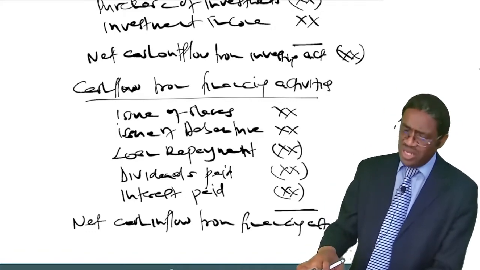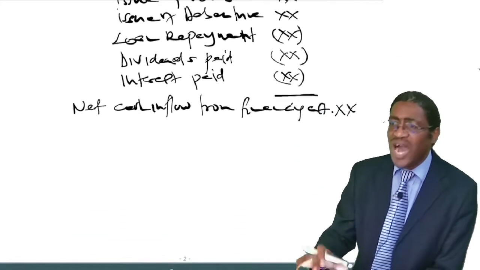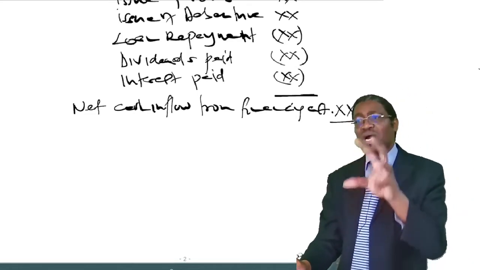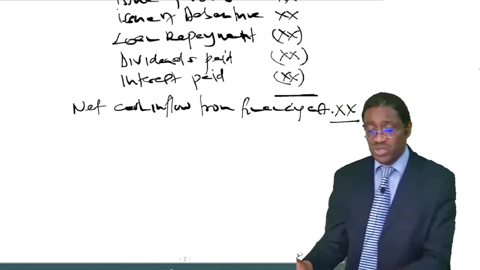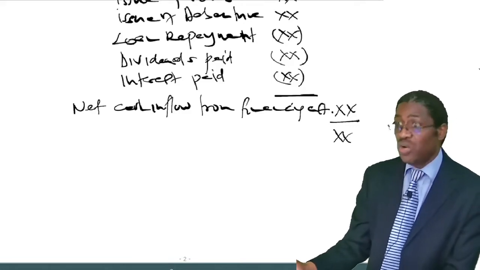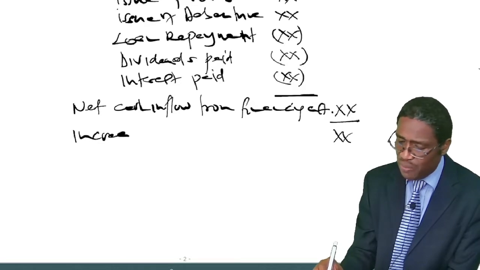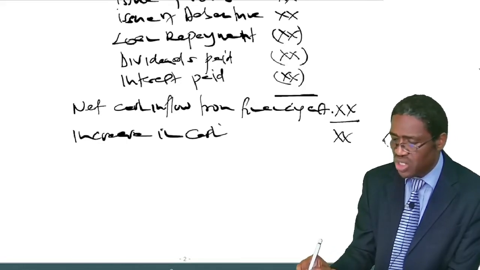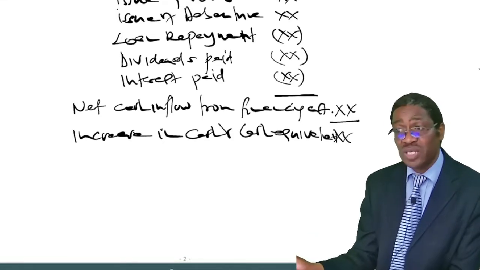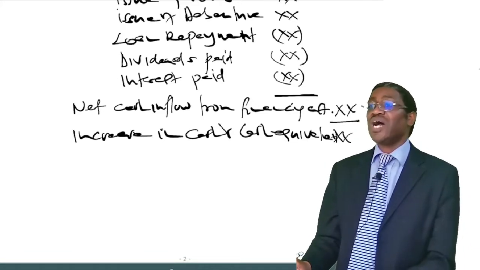Then once you are through with the three categories, I told you, you now add the totals of those three figures: the operating one, the financing, and the investing. I said, if the answer is positive, you call it an increase in cash and cash equivalent. If it's negative, obviously, you will call it a decrease in cash and cash equivalent.